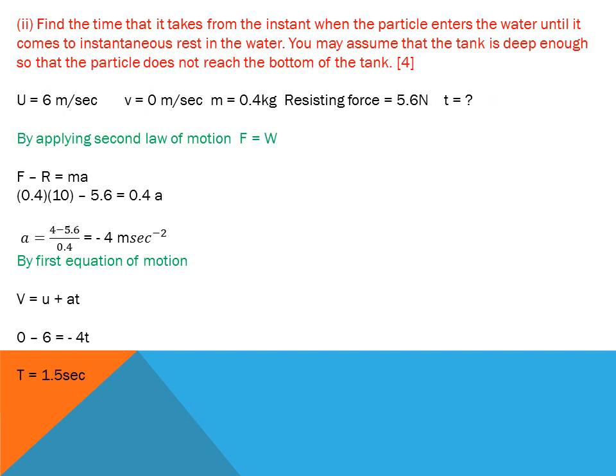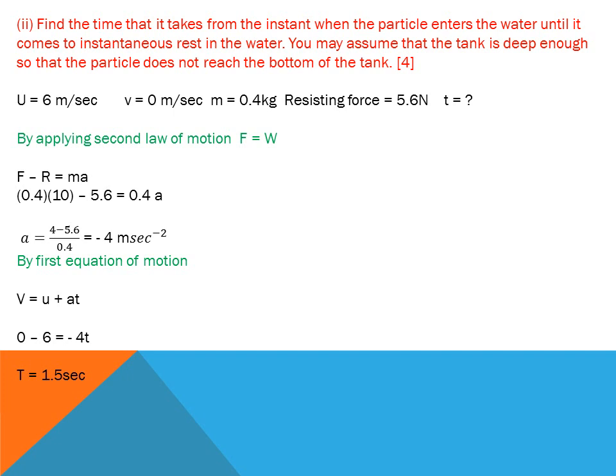In the next part, he is asking about the time after the object enters the water tank. When the object enters the water tank, its initial velocity is 6 meter per second. He says that the object stops before hitting the bottom of the tank, so the final velocity is 0 meter per second. It means the object is at rest. m is equal to 0.4. The resisting force of water, the upthrust force of water, is 5.6 Newton, and we should find the time here.